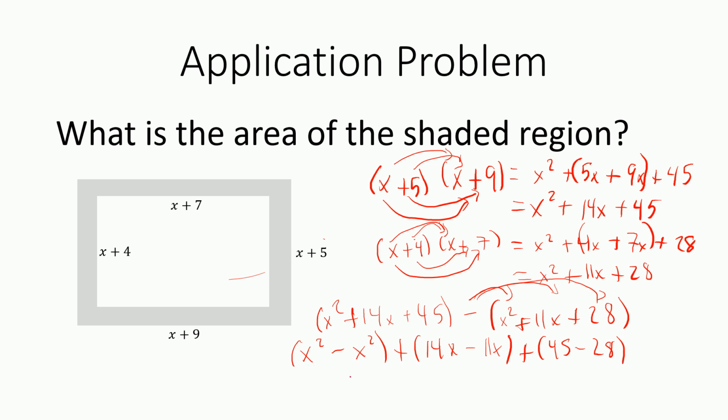x squared minus x squared is 0. I don't need to write 0 unless I find out the whole thing's 0. 14x minus 11x is 3x. 45 minus 28 is 17. So the area of the shaded region is 3x plus 17. And I did that by finding the area of the larger rectangle and the area of the smaller rectangle and subtracting the area of the smaller rectangle from the area of the larger rectangle.